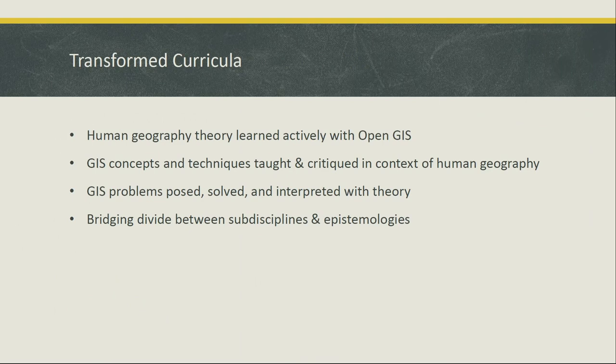So in four different ways, I think I've transformed curricula from what you normally see, at least in the United States, which is they're learning human geography theory actively by applying it through OpenGIS methods. They're learning GIS concepts and techniques, but they're not just the techniques. They're in this wrapper of critical human geography thought. They're learning to pose GIS problems and solve them and interpret them with theory, not just producing the map that's right or wrong, but discussing what that map means.